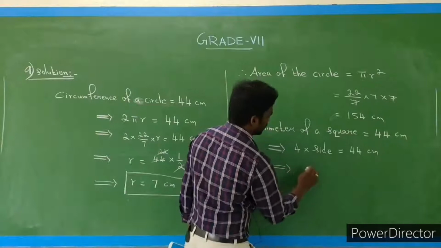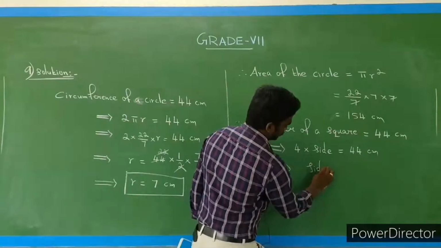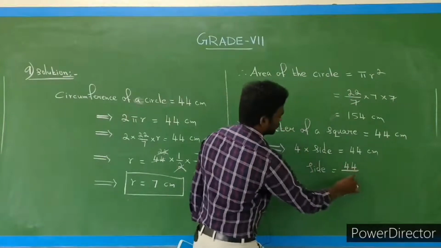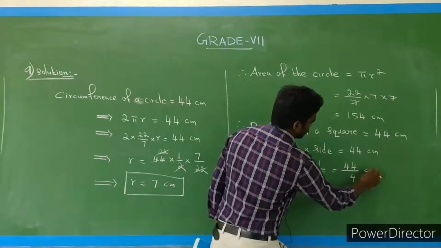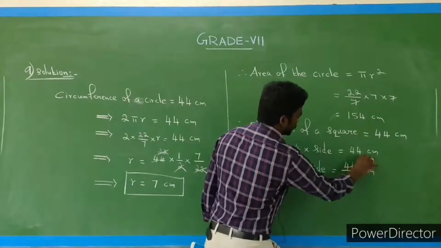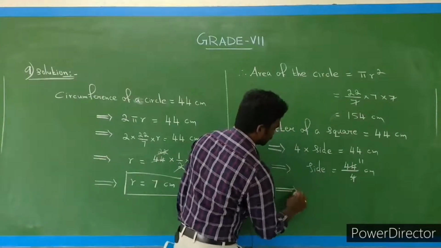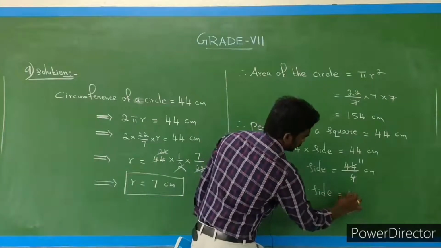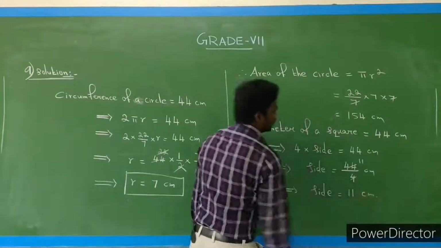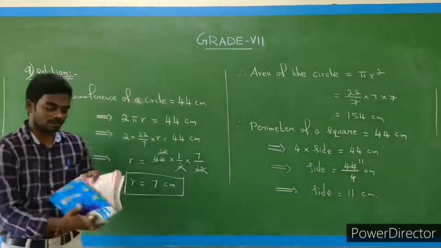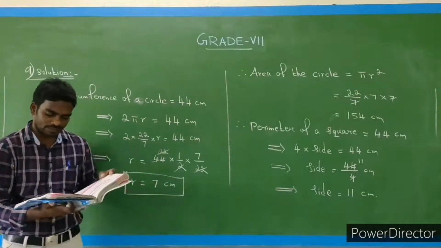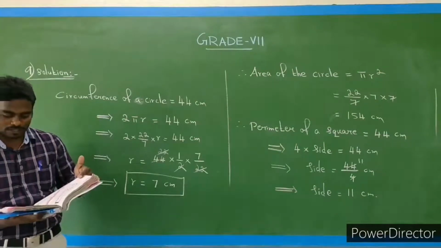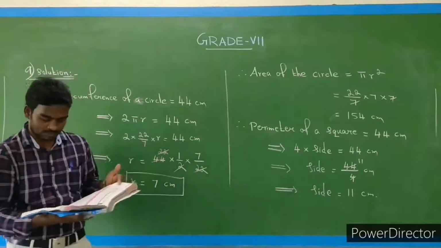Implies that the length of the side is equal to 44 divided by 4, the 4 transposing to division. So 1 4s are 4, 11 4s are 44, which is equal to the length of a side is 11 centimeter. So the length of a side is 11 centimeter we find. Next, if the same wire is bent in the shape of a square, what will be the length of each side? So length of each side is 11 centimeter.